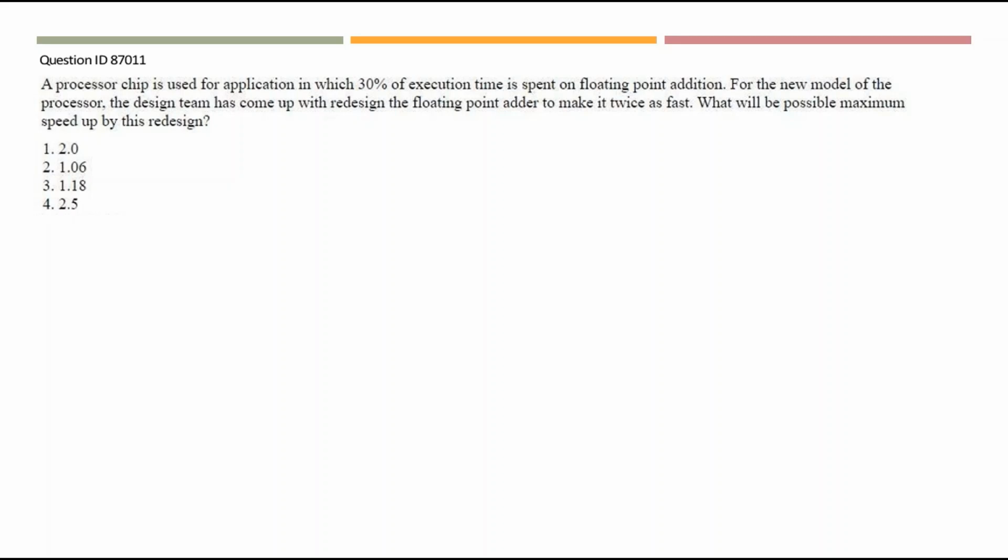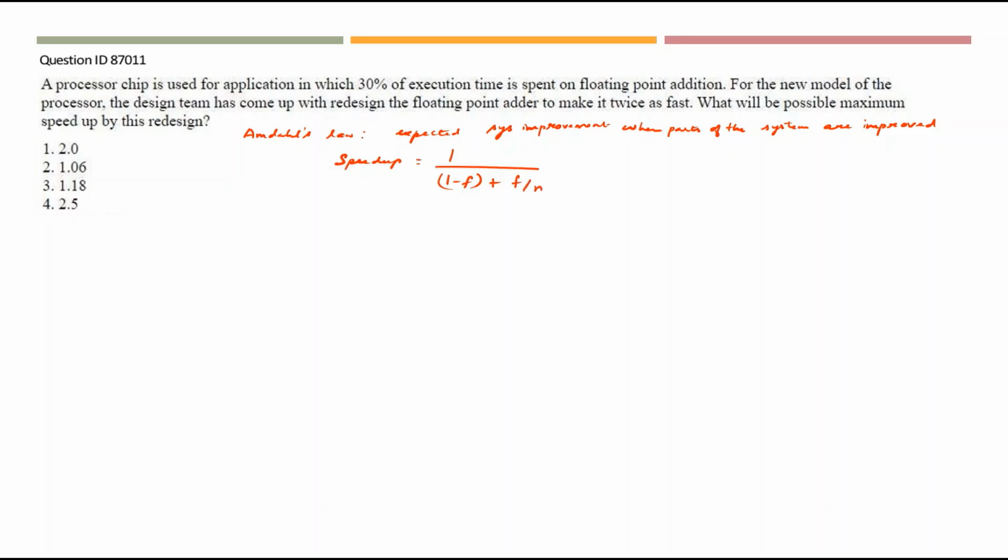There is a law to calculate the speed up. The law's name is Amdahl's law. This is used to calculate expected system improvement when parts of the system are improved. Redesigning the floating point adder is the part of the system that needs improvement, because we have to make it twice as fast. Speed up is equal to 1 divided by (1 minus f plus f by n). What is this f? This is the enhanced fraction, and n will be the speed up factor for the enhanced fraction.